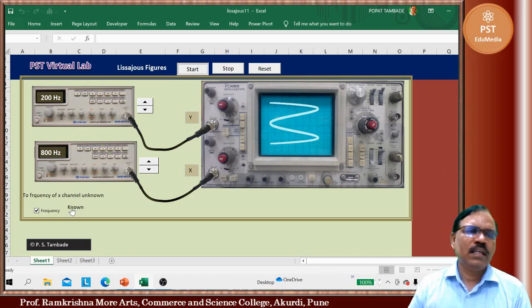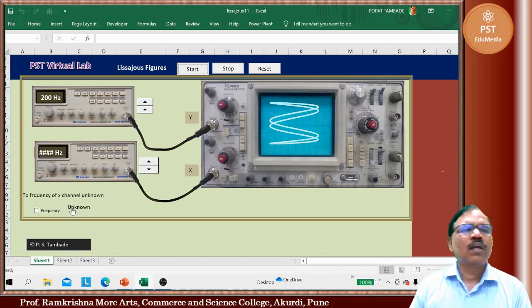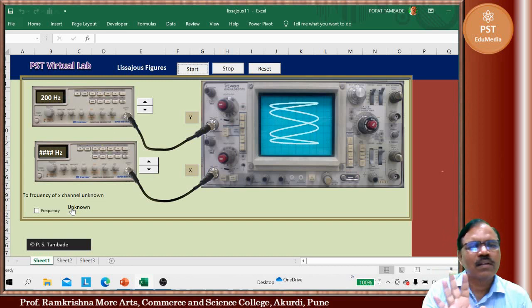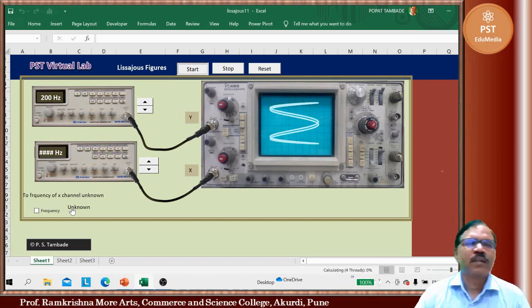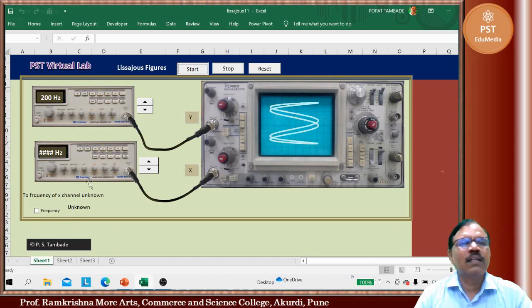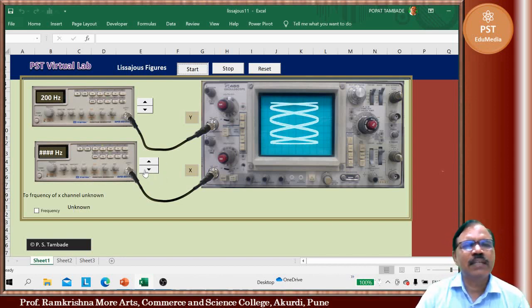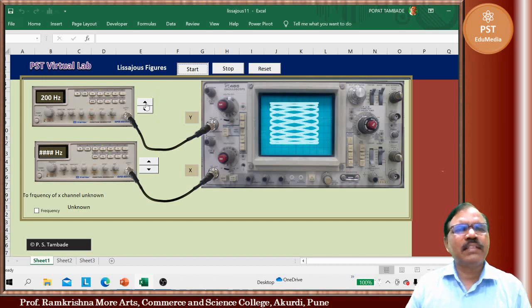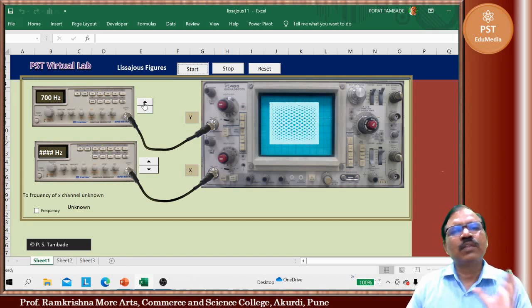So here, click here, known. Now it is unknown. So the signal along the x-axis is unknown now. I will not see that frequency, but I can determine the frequency using the other source. So here I will change the frequency. Randomly I am changing the frequency here. Okay. So there may be a certain frequency. Now we will compare this. So go on changing the frequency of this, and adjust the Lissajous figure, either 2 loops, 3 loops or a circle.